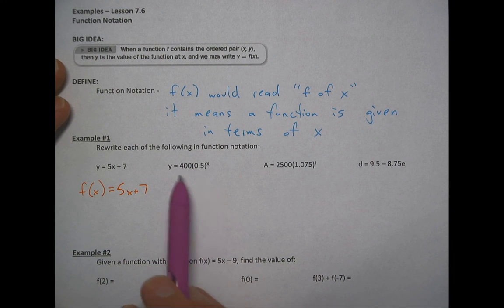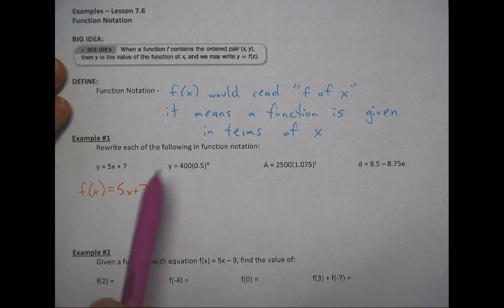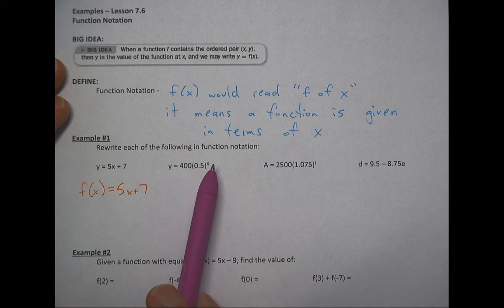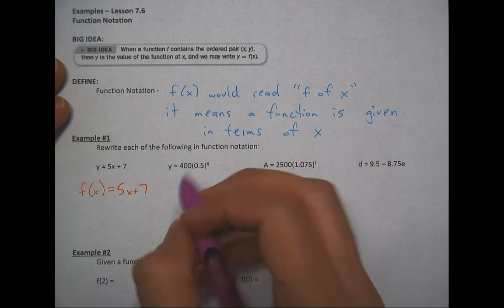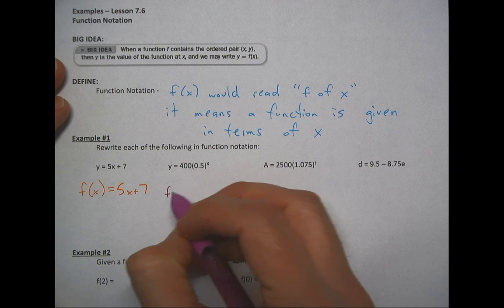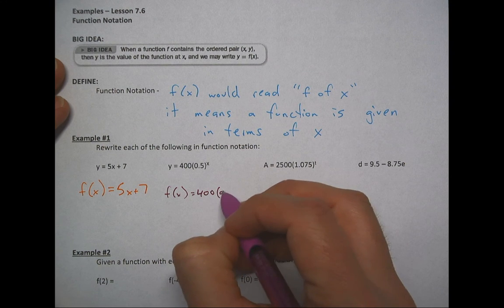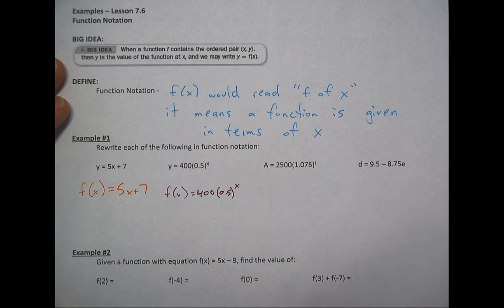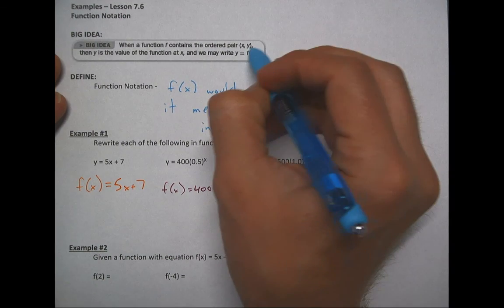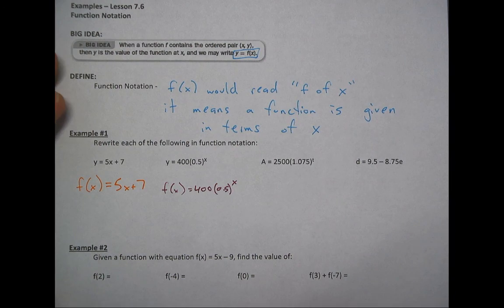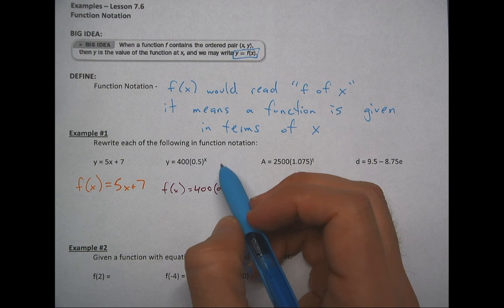So here, y is equal to 400 times 0.5 raised to the x. Okay, y is completely based on x. Y is the value of the function at x. And so we can change this and say the function of x is 400 times 0.5 raised to the x. So at this point, all we're doing is changing y into function notation, and the function is based off of x in this case.